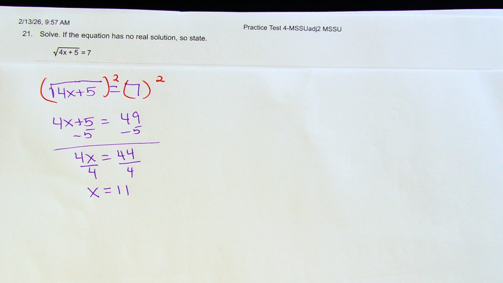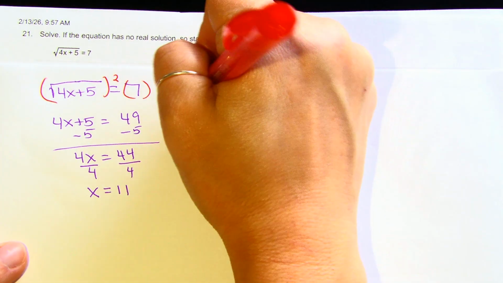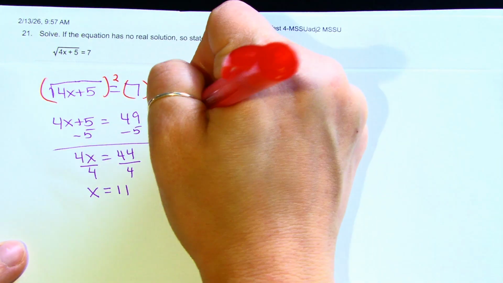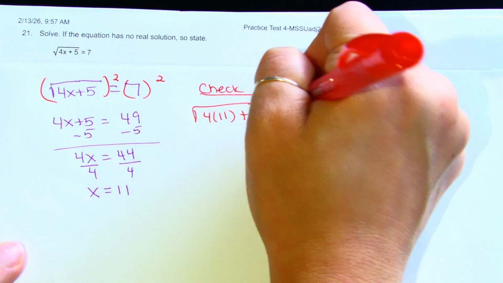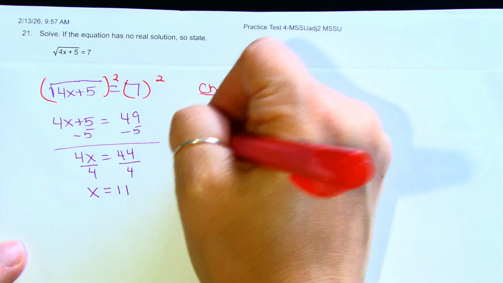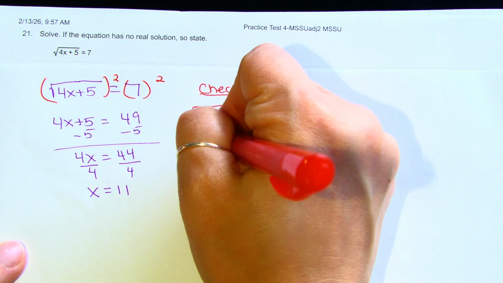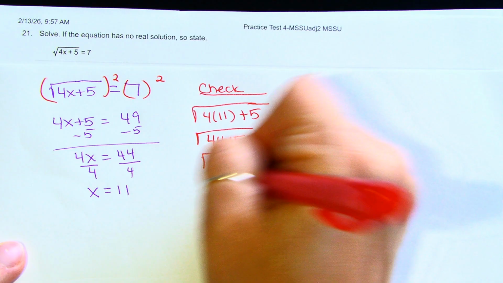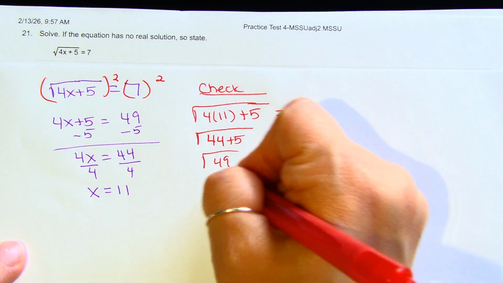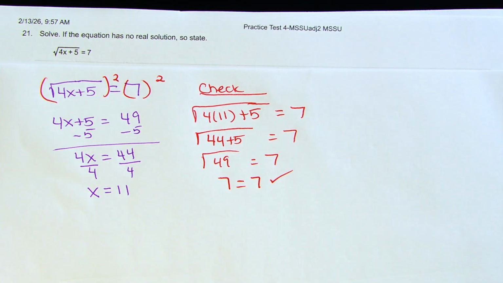So I'm going to come over here and I'm going to do my check. 4 times x, well, x was 11, plus 5 equals 7. 4 times 11 is 44. 44 plus 5 is 49. 49 square rooted is 7. So it works. So our answer is correct. Our answer was x equals 11, so that is what I put in my answer box. You have to check your answers.